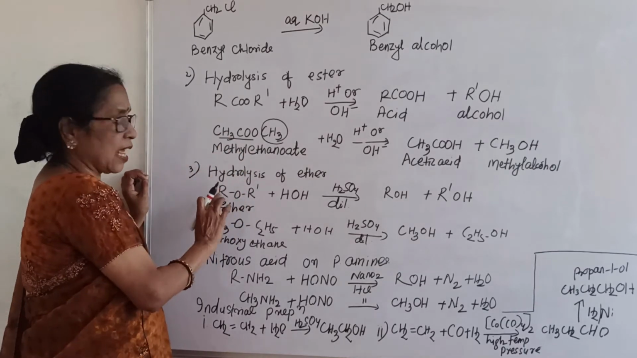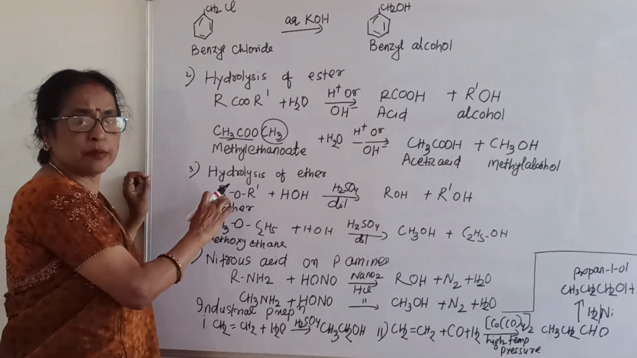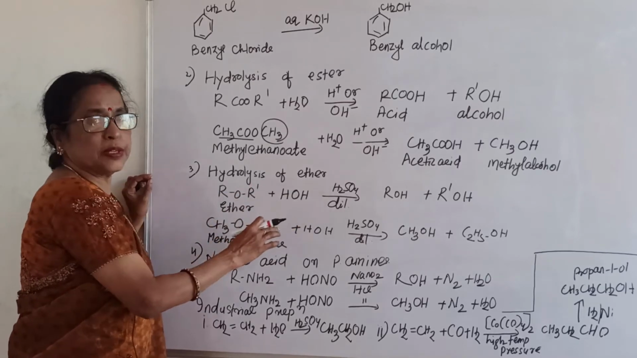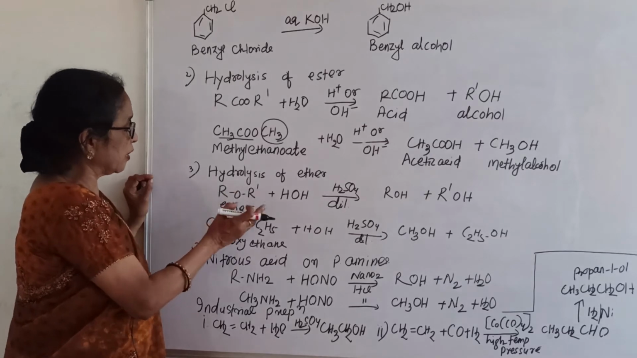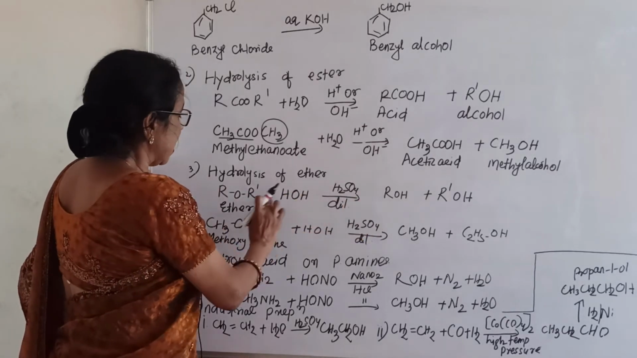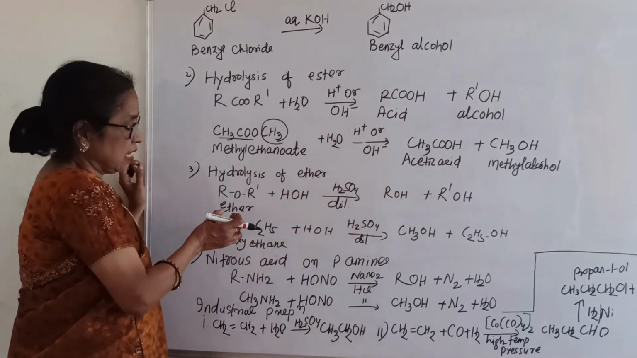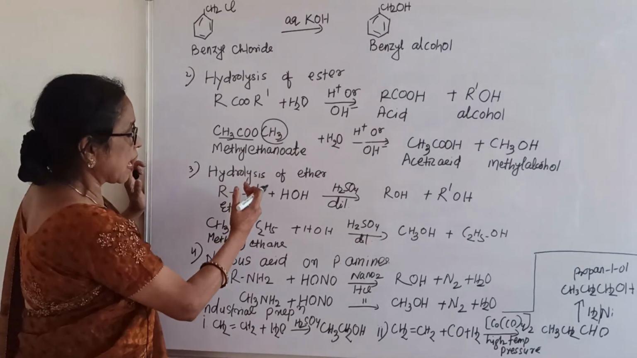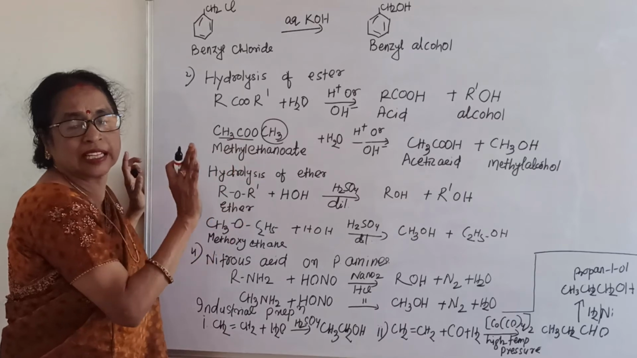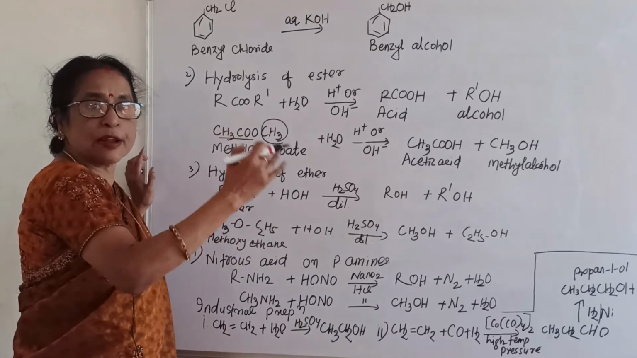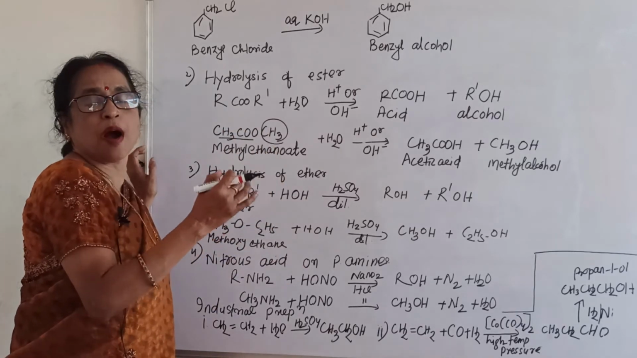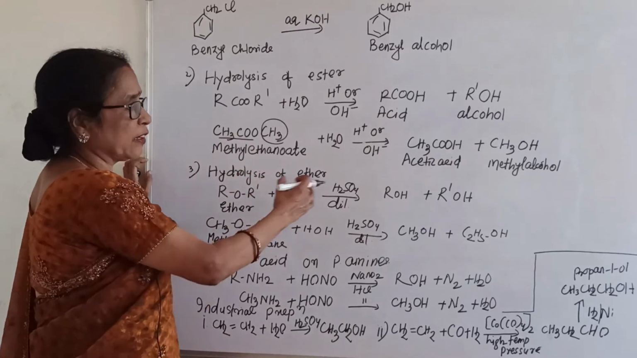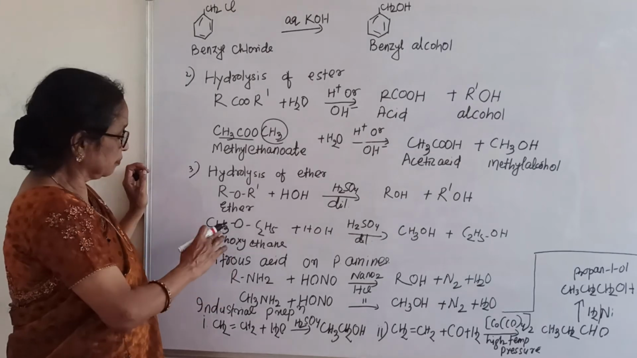You take ether, example, this is the common formula ROR plus HOH, sulfuric acid dilute, then what it will give? ROH, R-OH. This part, left part also gives alcohol, right part also gives alcohol, but there are two types of alcohol. It depends on the type of alkyl group. What is the name of alkyl group? According to that you will get the alcohol.